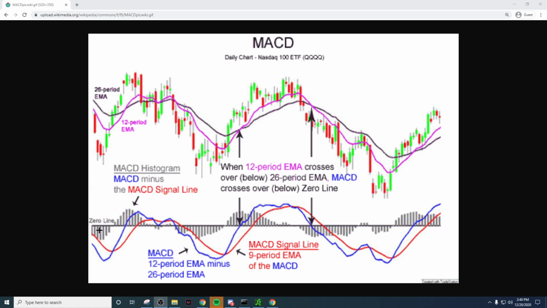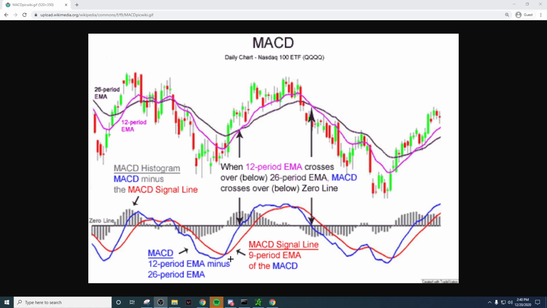So let's start from the beginning over here. So once the MACD crossed its signal line, the red line is the signal line, the MACD is the blue line. So once the blue line, which is the MACD, crossed its signal line, which is the red line, we see a positive histogram. Now, once the blue line went under the signal line, we see a negative histogram.